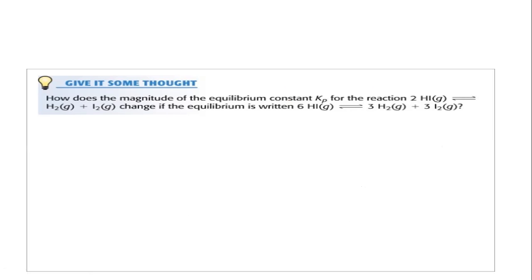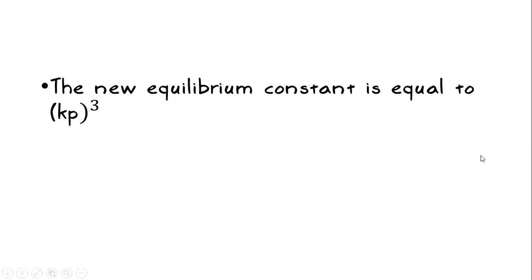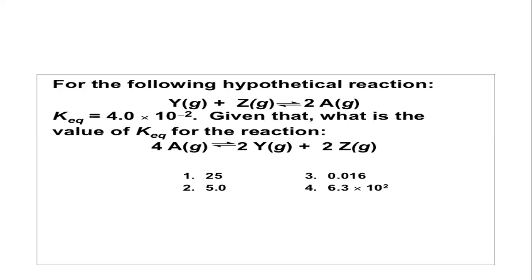Sir, the Kp will be raised to the power 3. Excellent, that's what I'm looking for. The Kp will be raised to the power 3 because you are multiplying through the equation by 3, right? Yes, sir. Very good. So the new equilibrium constant is equal to Kp raised to the power 3, as our brother said. These are some simple concepts. Okay, so let's move on to another problem.